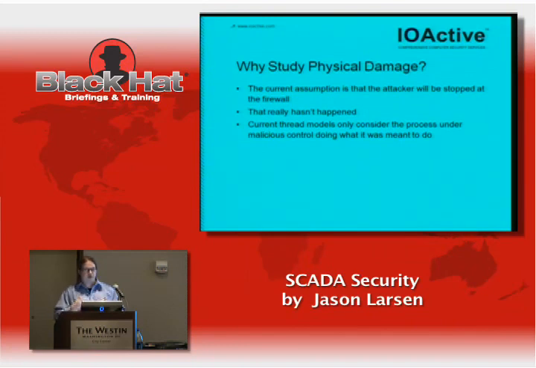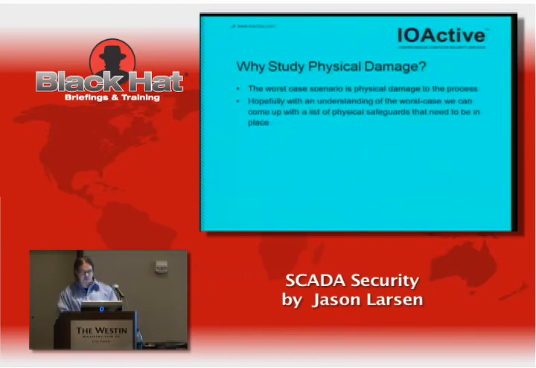Because we now have case studies of people getting through, we need to reevaluate the model and consider what's the maximum damage that the attacker can do to a process. How much physical damage can really be done, and we should start re-implementing physical controls on the process to stop the attackers from doing really bad stuff. Generally, for most processes, the worst case scenario is physical damage.